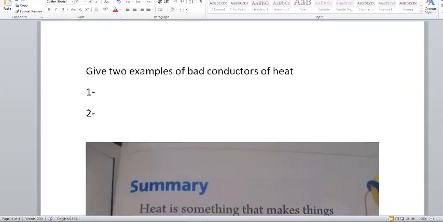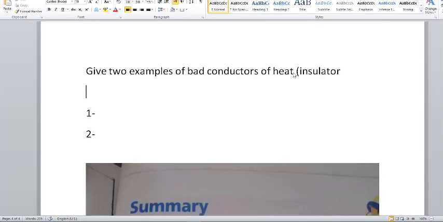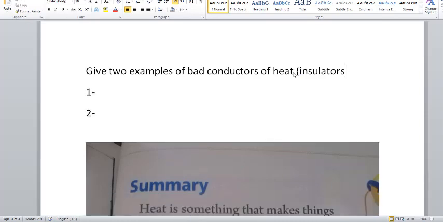Here it says, give 2 examples of bad conductors of heat. Bad conductors of heat means what? It means insulators. That's what it means. Give 2 examples of bad conductors of heat. In other words, insulators. Let's give 2 examples of insulators.